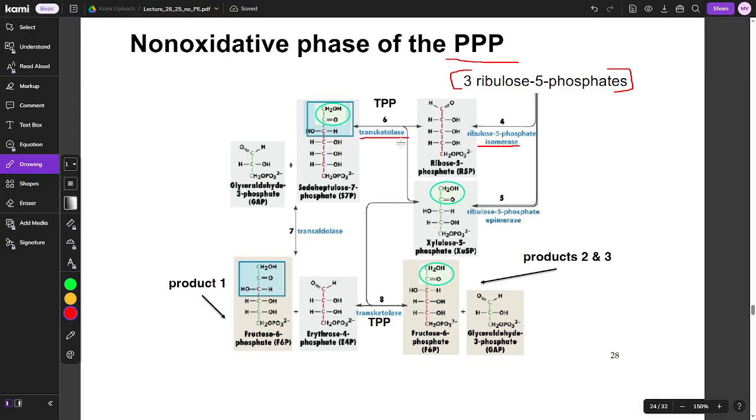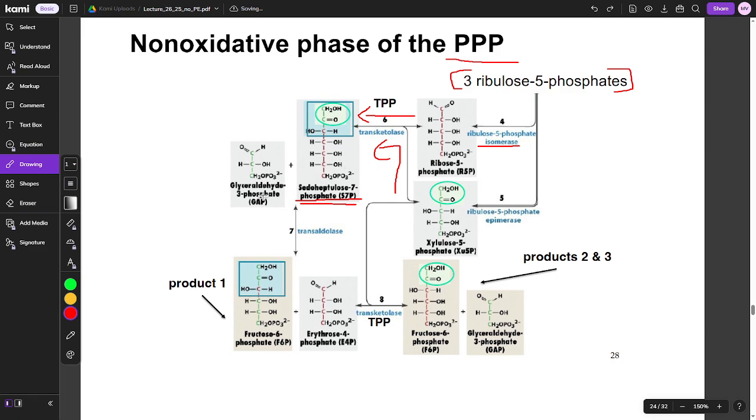Our transketolase transfers 2 carbons. So we're going to take 2 carbons from this, and we're going to transfer them to this ribose 5-phosphate here. So we're basically doing that. We're going here and here. And then we make sedoheptulose 7-phosphate by combining these two, and we also make glyceraldehyde 3-phosphate. We make a G3P. So one G3P is made here. I hope that makes sense, but basically all we're doing is we're transferring these two carbons onto this guy right here to make sedoheptulose 7-phosphate.